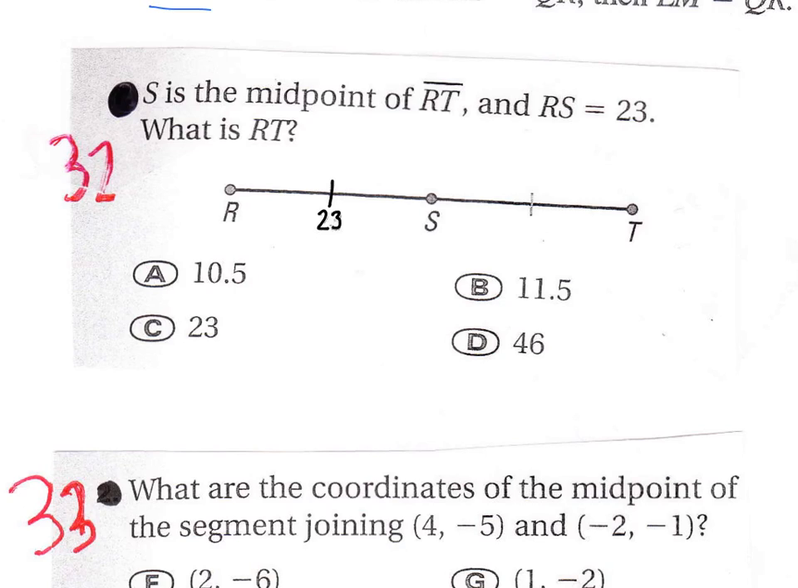On number 32, the letter S, point S right here, he is the midpoint of the whole segment RT. RS, this part right here, is 23. Okay? They want to know what is the distance of RT, the whole thing. Okay? How long is that? Is it A 10.5, B 11.5, C 23, or D 46?